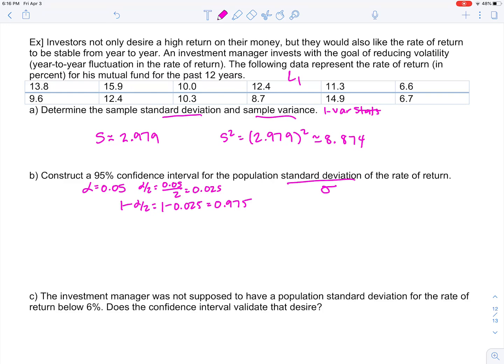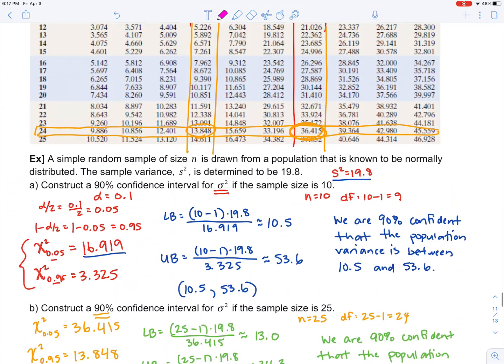So remember that these are used to find the columns in the table. To find the row, we need the sample size. Well, the sample size in this case was 12. So n equals 12, which means the degrees of freedom is 12 minus 1, which is 11. And that tells us the row to use. So we're going to find two chi-square values, chi-square sub 0.025 and chi-square sub 0.975. And those will both be found using 11 degrees of freedom.